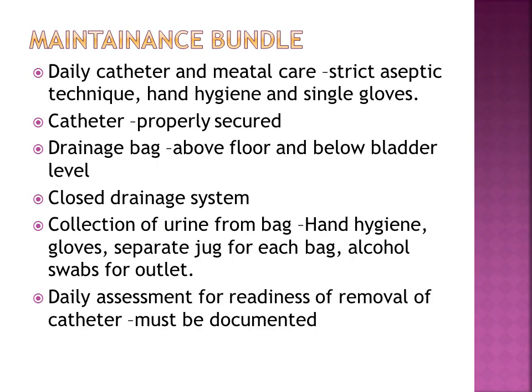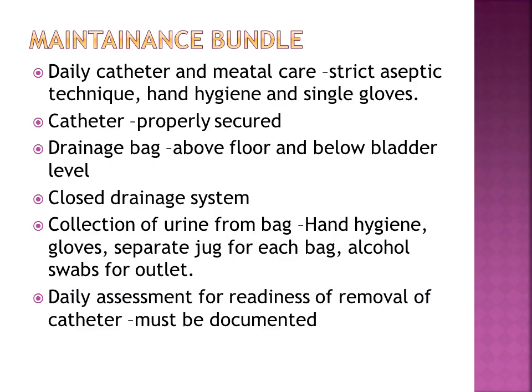The maintenance bundle. So daily what things do we have to do? Daily catheter and meatal care, with strict aseptic technique used, after hand hygiene and single gloves used for the single patient. Then the catheter properly secured, the drainage bag should be above the floor and below the bladder level, and a closed drainage system should be there. For collection of urine from the bag, a separate jug is there for the collection, hand hygiene done, gloves used, and then an alcohol swab is used for the asepsis of the outlet.